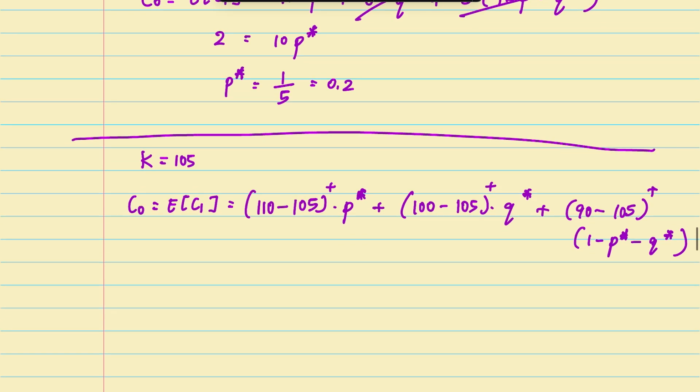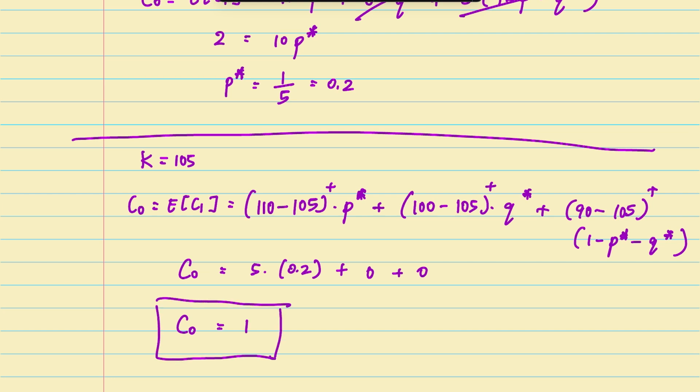Okay, so over here it is 5 times P star. P star we get is 0.2, right? Plus 100 minus 105. So this means that the call option is now worthless, or it is 0, plus 0 as well. So the new call option price is 1. So this is the answer for question number 6.